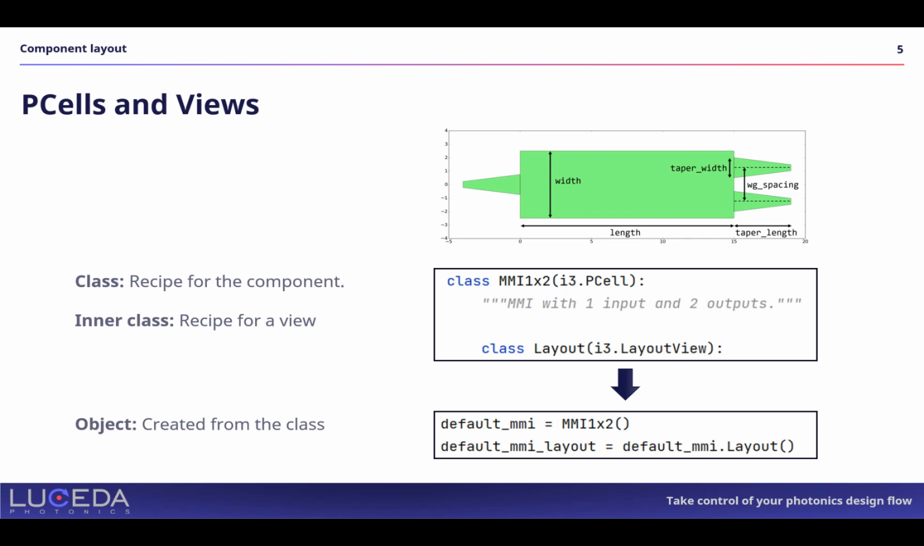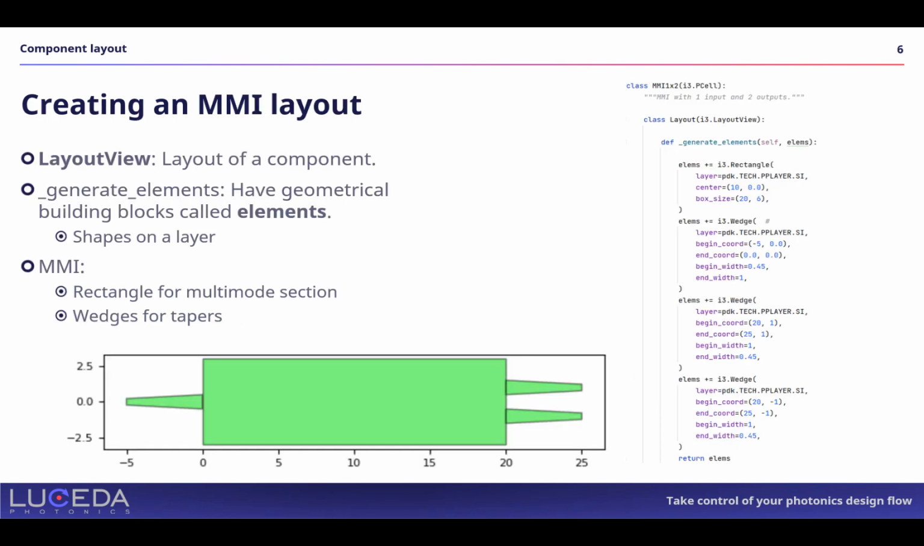P-cells in IPKISS have what are known as views that describe different aspects of a component. These views are implemented as inner classes of a P-cell, that is, as a class that belongs to another class. For example, the layout view describes the layout of a component. A P-cell can also have other views that describe its interconnectivity or how it is simulated.